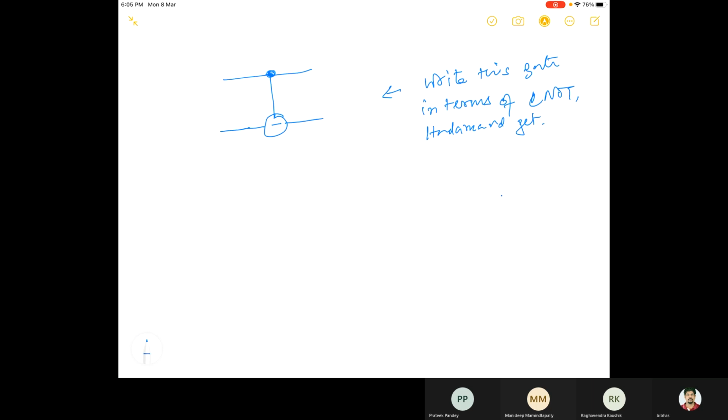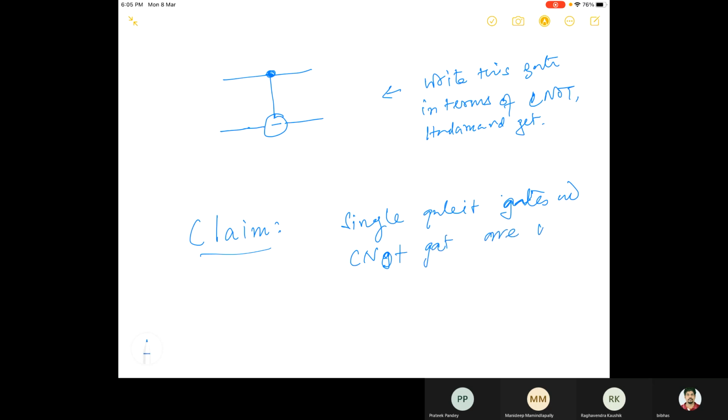So let me first show you that single qubit. This is my claim now: single qubit gates and the CNOT gate are universal. I'll tell you in terms of sets also later on. Let me first prove this universal gate.